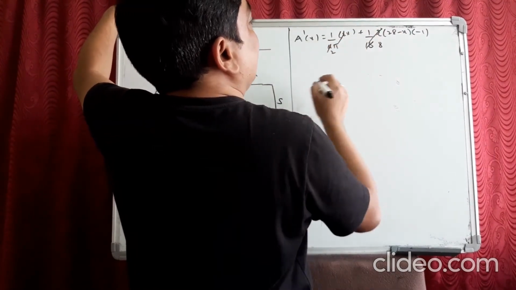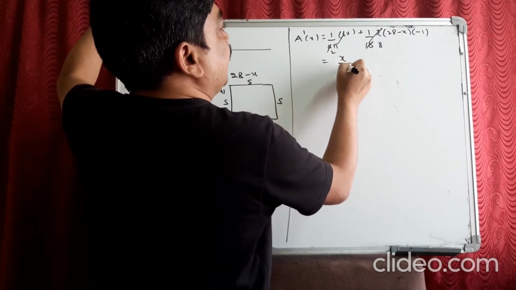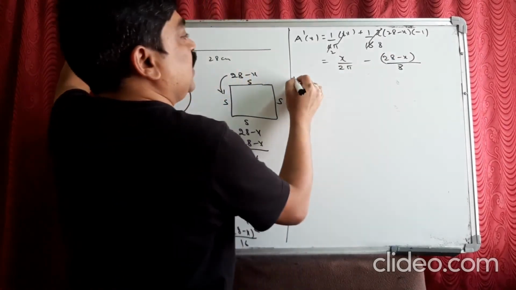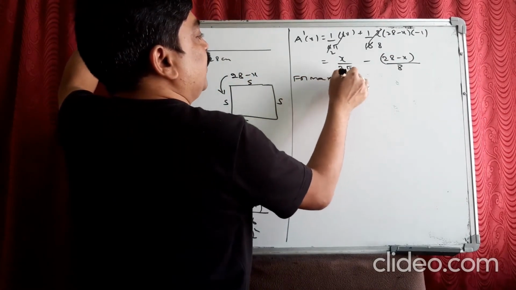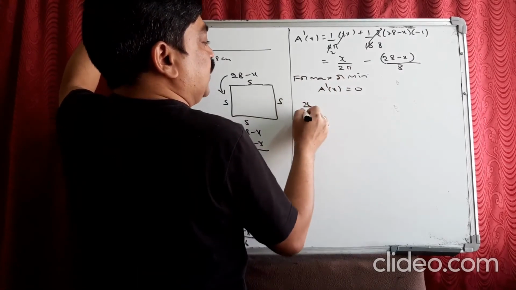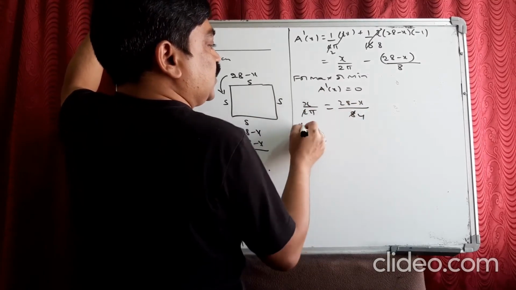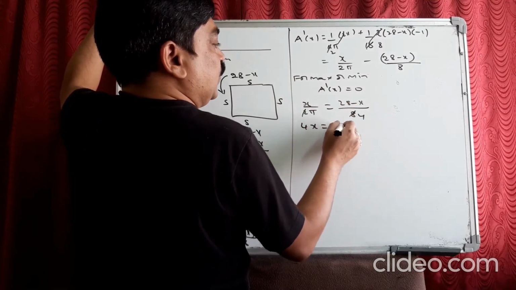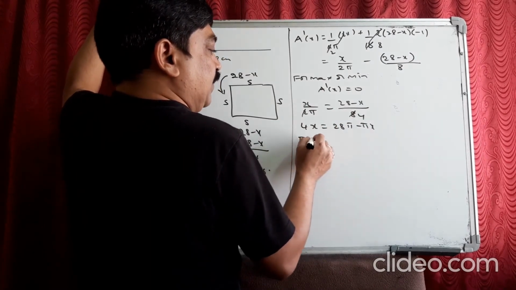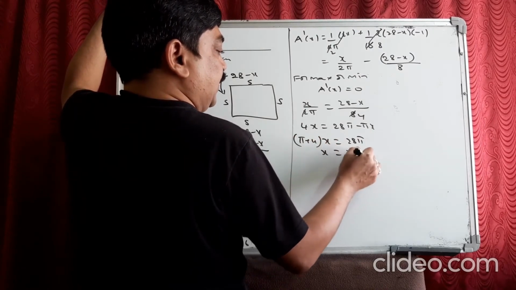You can cancel this 2 and this 2 pi. Now for maximum or minimum, I write it again: x by 2 pi minus (28 minus x) by 8. For maximum or minimum, A dash of x is equal to 0. So x by 2 pi becomes (28 minus x) by 8. Cross multiply: 4x equal to 28 pi minus pi x. If I bring x here, it becomes (pi plus 4) of x is 28 pi. So x becomes 28 pi by (pi plus 4).